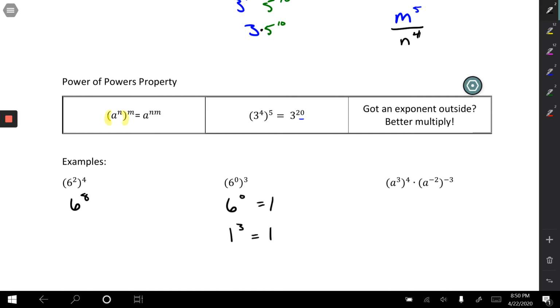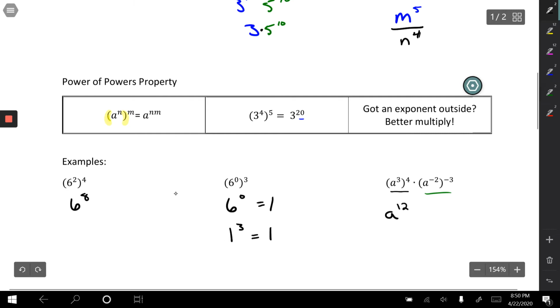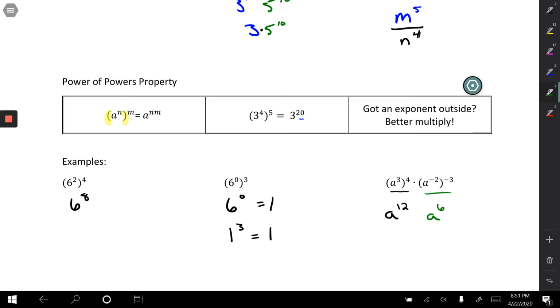Okay, now let's take a look at this last example. Here I've got a little bit more going on. So notice I've got a power to a power over here and a power to a power over here. So let's just do them one at a time. So on this side, I've got an exponent on the outside that I'm going to multiply. So then I've got 3 times 4 gives me 12. And then I'm going to do the same thing with the second half. So I've got, oh, they're negative though. So remember, a negative times a negative gives me a positive. So that will give me a to the 6th power because negative 2 times negative 3 is 6.